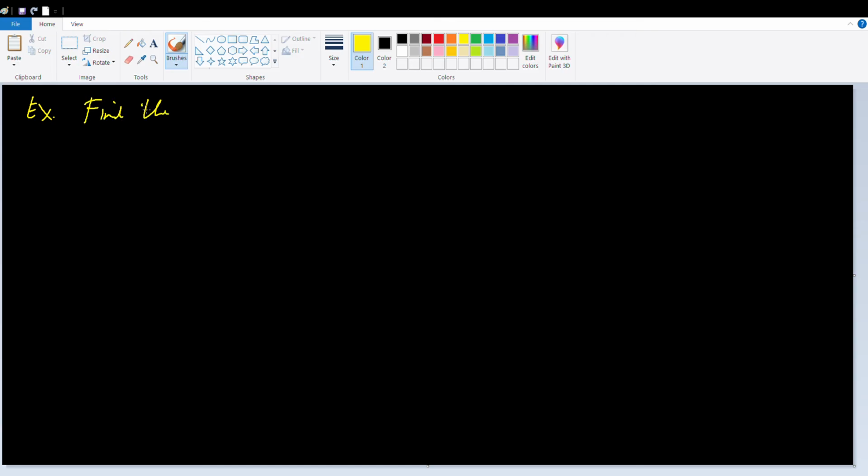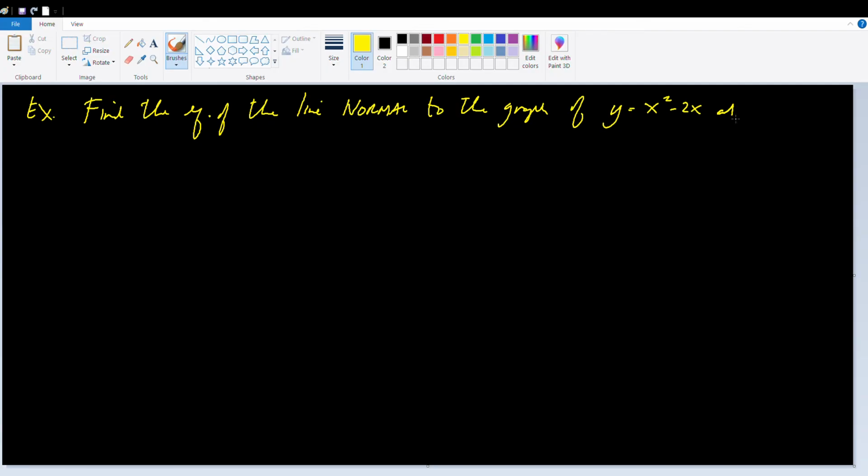Find the equation of the line normal to the graph of y equal to x squared minus 2x at x equal to 1. Okay? y equal to x squared minus 2x at x equal to 1. So that is actually our x sub 1.